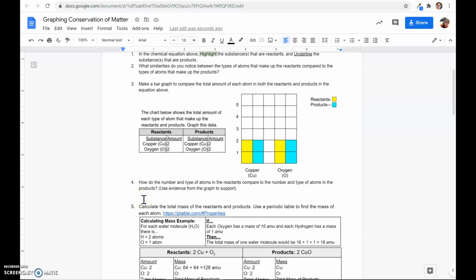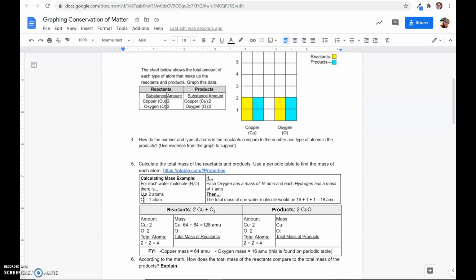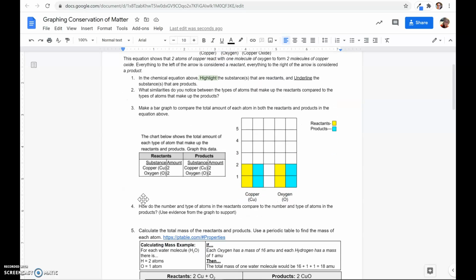It says, how do the number and types of atoms in the reactants compare to the number and type of atoms in the products? This is a very similar question to what we just were asked, but we're going to restate it again, and we're going to say, we can see that the number, so our 2 coppers, let's look at copper, okay? We can see that copper, we have the same types of atoms, copper and oxygen in the reactants and products, and we have the same number in the reactants and products.